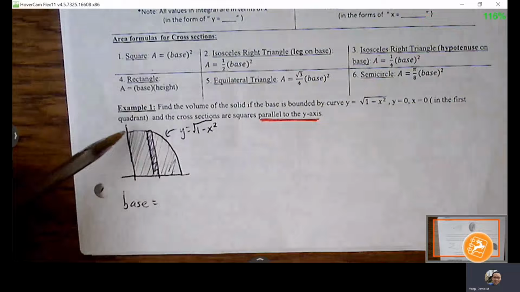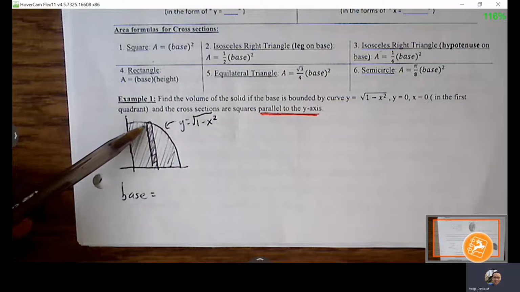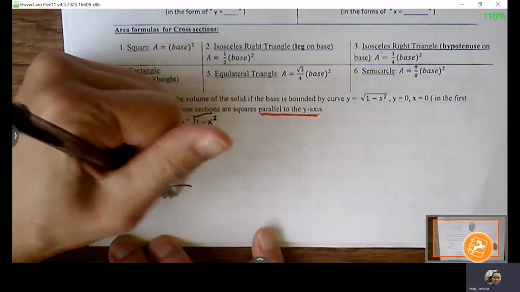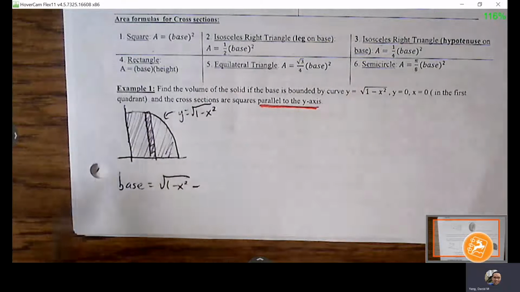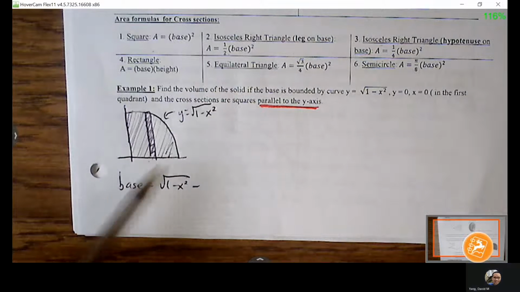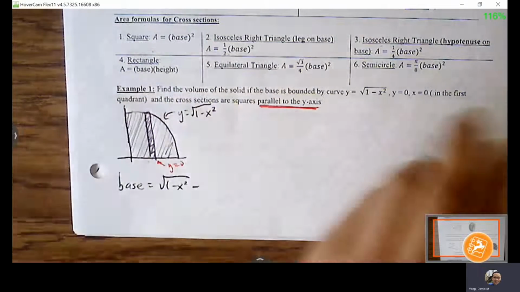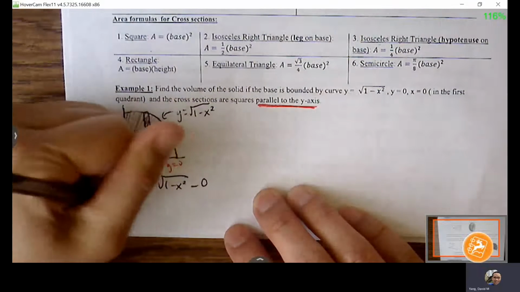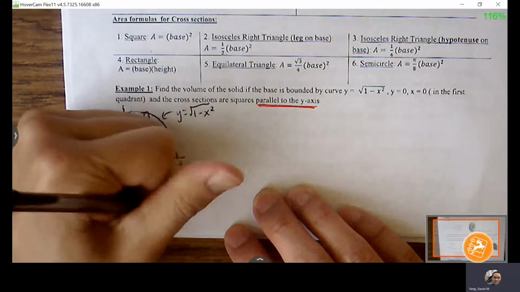Okay, so top minus bottom. What's the top of this rectangular base touching here? Okay, the square root of 1 minus x squared. Okay, what's the bottom of this base length? 0. So that's y equals 0. Okay, so that cleans up to be just square root of 1 minus x squared.